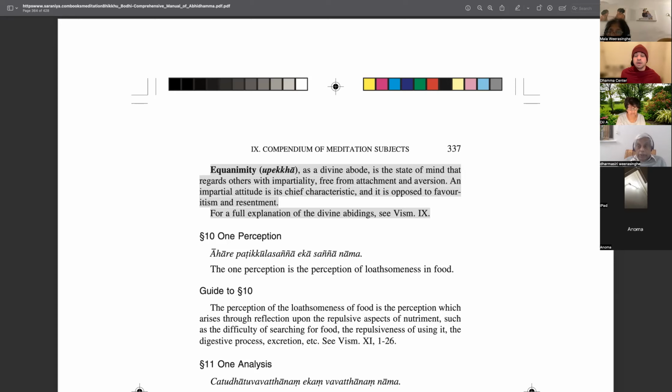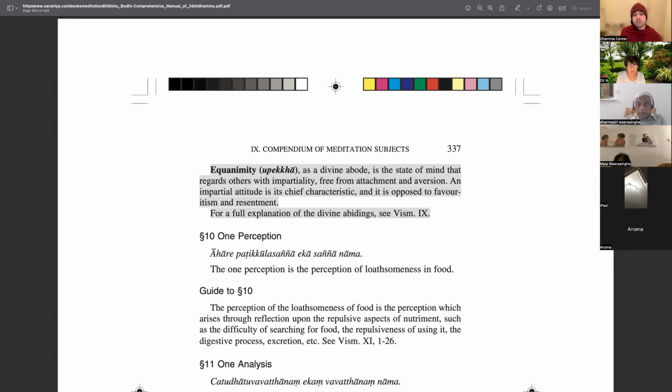Okay, so only at the fifth jhana. At the fifth jhana, yes. The fifth jhana can effectively take equanimity as an object, otherwise you cannot. Okay. Thank you very much.